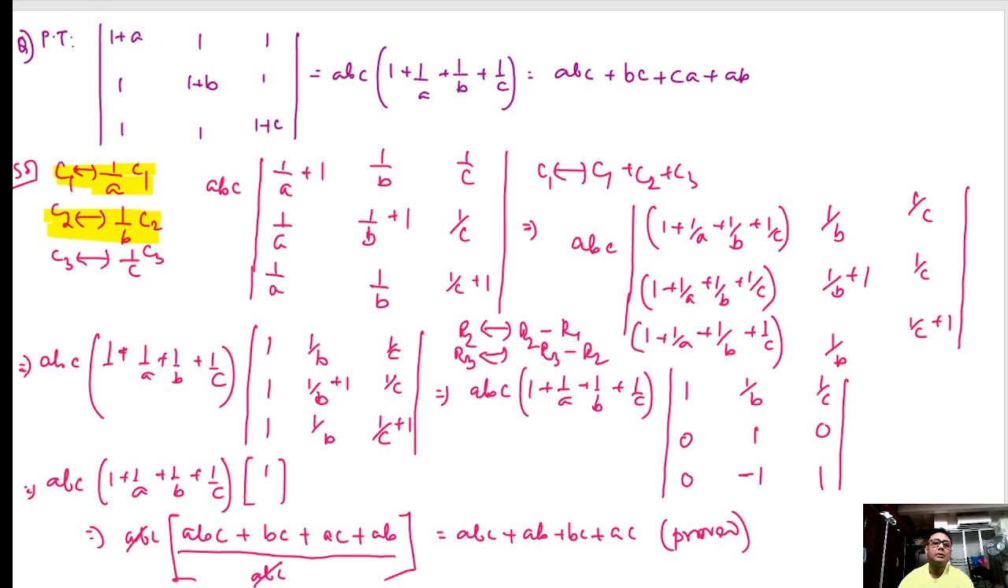Next, we will multiply the third column with 1 by C. So we have to adjust with C. Third column with 1 by C. So this becomes 1 by C, this becomes 1 by C, and this becomes 1 by C plus 1. Clear?